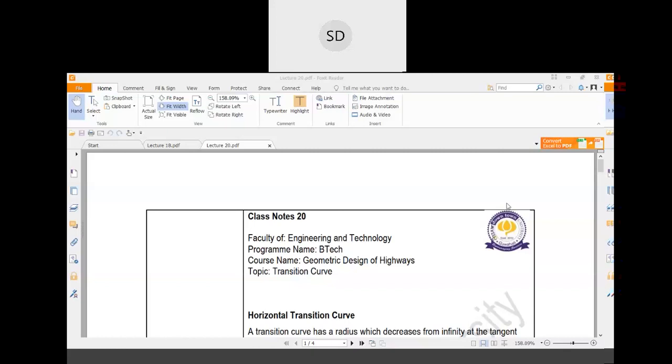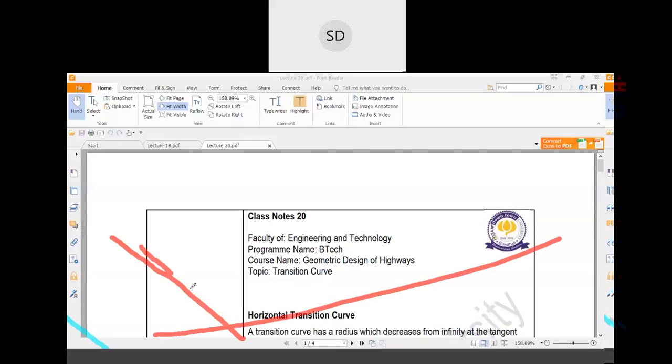So if you draw a valley curve, suppose there is a valley curve which is formed in between two gradients. Now, what happens? Suppose that portion of the road is a straight path, and from here that is also straight.